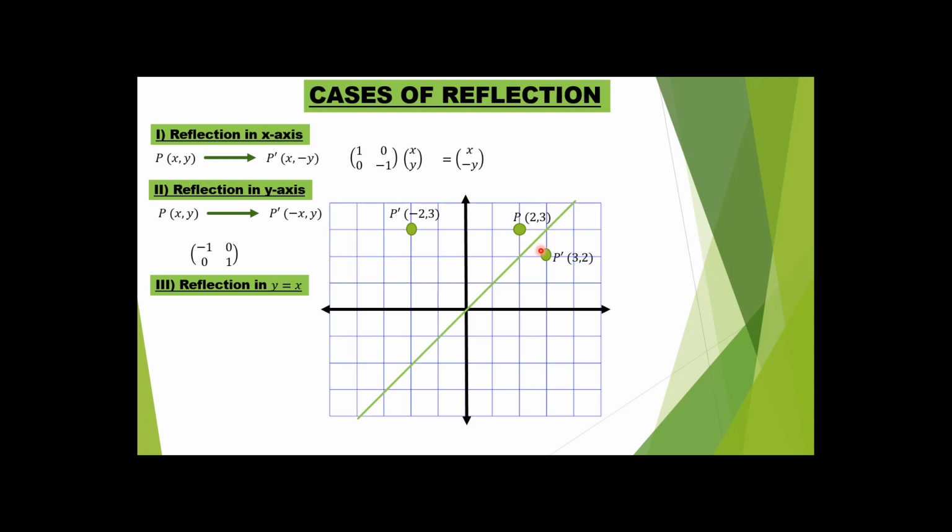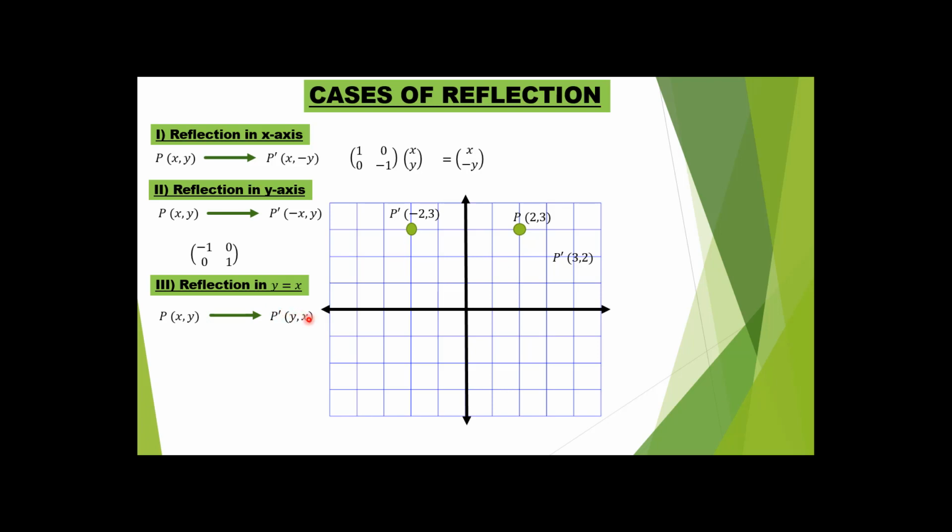Now students, if you interpret these 2 points, if P is (2, 3), then P dash is the swapping of the coordinates of P. Students, in general, if we have any particular point P whose coordinates are x and y, after reflection in the line y equals x, you simply have to swap the position of x and y. Y becomes x and x becomes y.